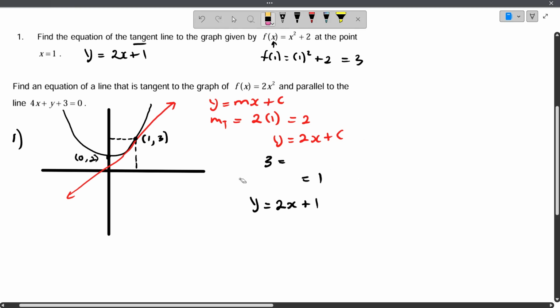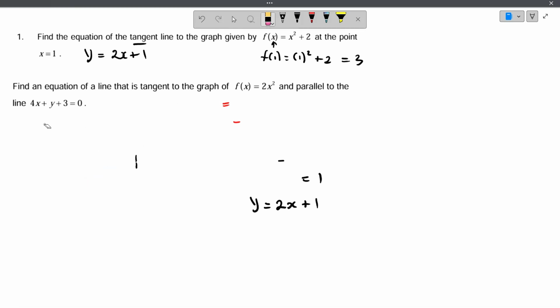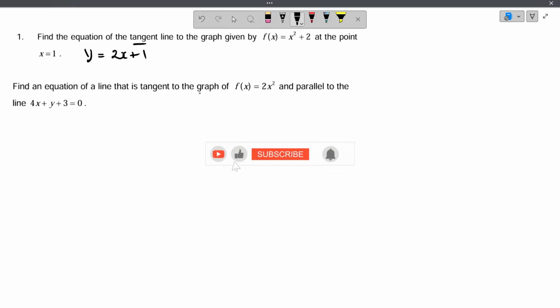Okay, now let us look at question 2. Question 2 reads as follows: find an equation of a line that is tangential to the graph given by f(x) equal to 2x squared and parallel to the line 4x plus y plus 3 equal to 0.